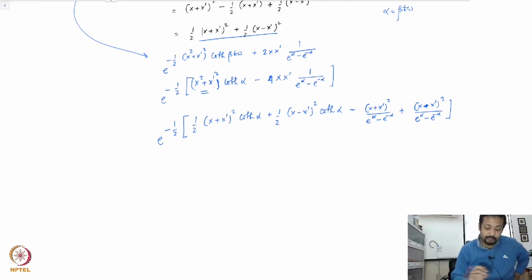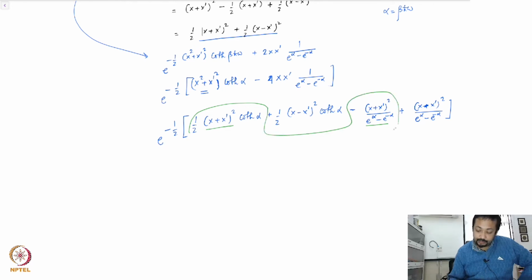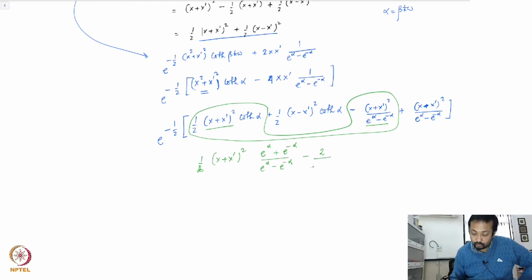It looks like a very complicated expression, but it's going to simplify very nicely. Let's take this term and this term together and group them so that I have half of (x plus x prime) whole square times coth alpha, which is (e to the power alpha plus e to the power minus alpha) divided by (e to the power alpha minus e to the power minus alpha), minus 2 over e to the power alpha, e to the power minus alpha.